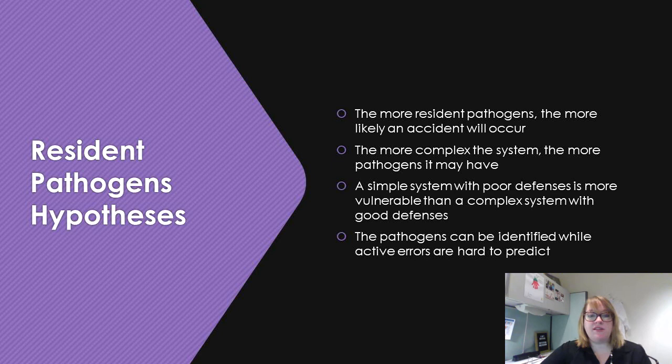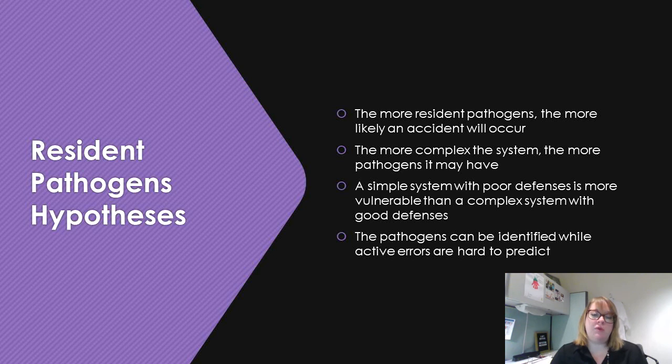So the hypotheses that resulted from these resident pathogens are that the more resident pathogens you have, the more likely an accident will occur. And that makes sense. The more holes in your defensive systems, the more your chances are of having an error hit the patient. Also, the more complex the system, the more pathogens it may have. And that's just because of all of the variables that go into trying to keep patients safe.